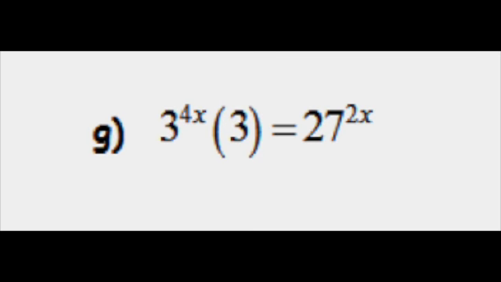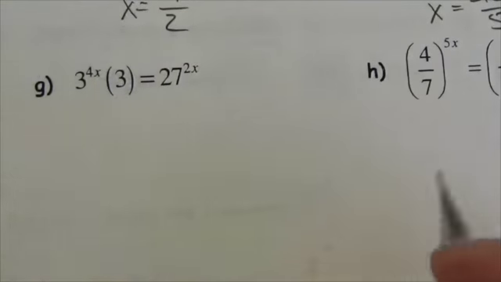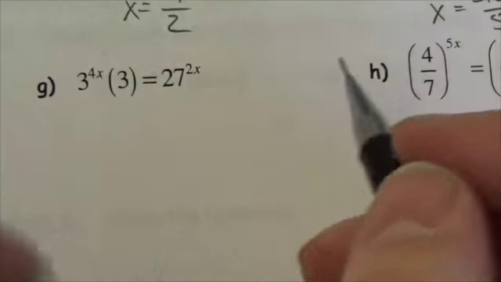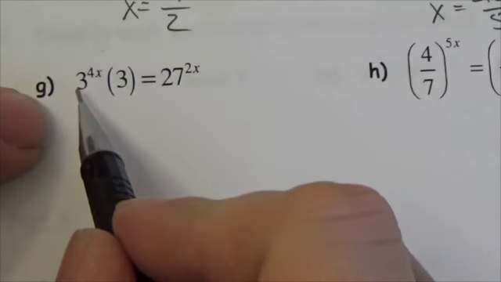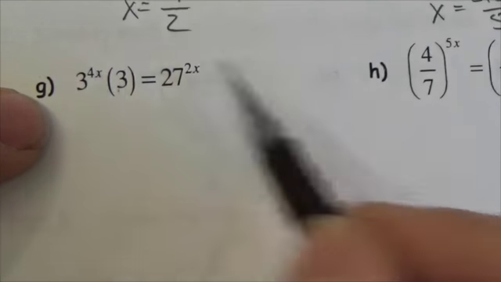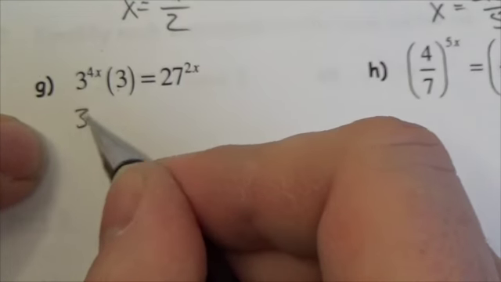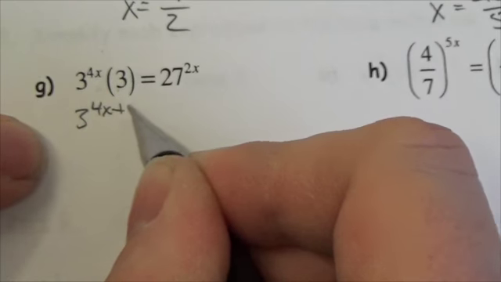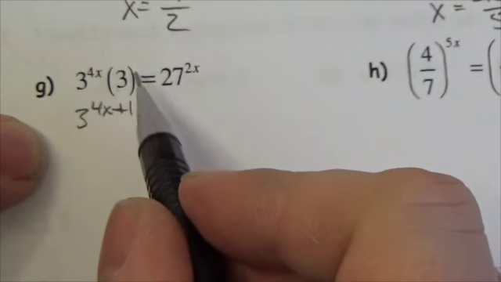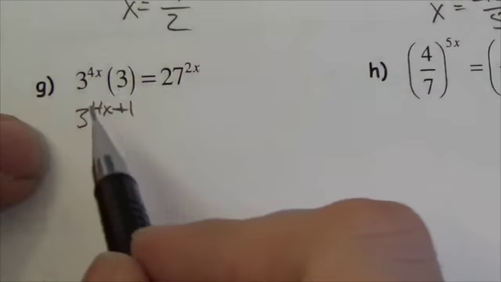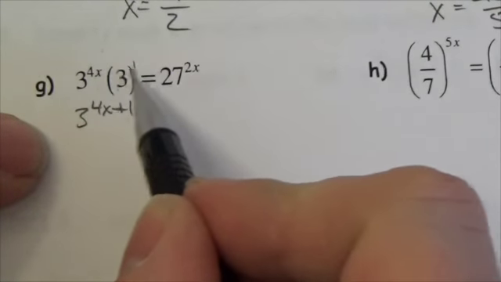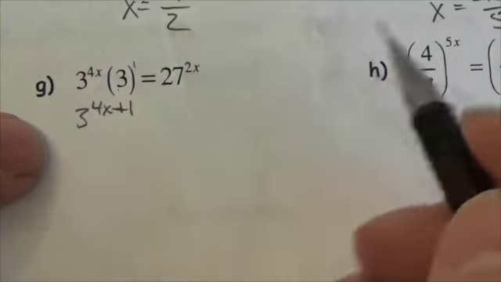3 to the 4x times 3 equals 27 to the 2x. Okay, now we're starting to step it up a little bit here because there's a little bit more going on in this problem. Now I'm going to do a couple of things in this first step here. Notice on the left-hand side that I've got a power of 3 multiplied by a power of 3. Well, when I do that, I add the exponents. And remember that if there's no exponent written on a power here, the exponent is 1. So in my exponent here, I'm going to have 4x plus 1.